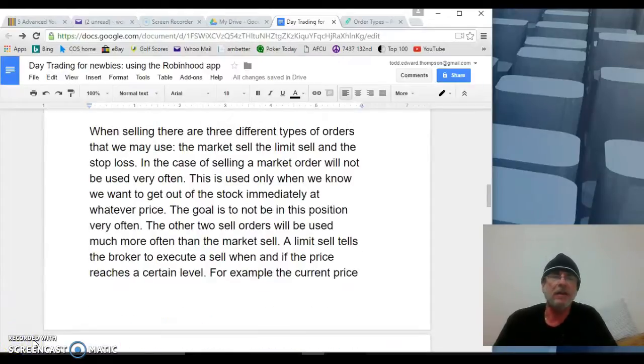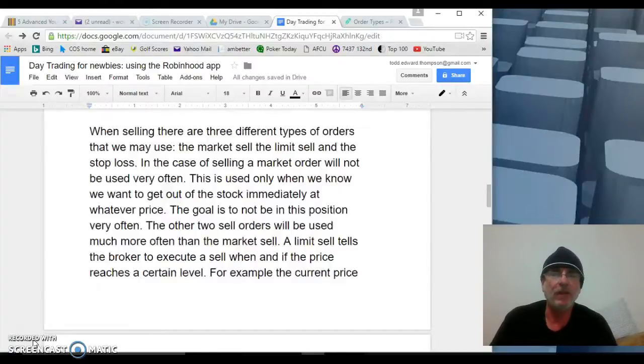Now, selling is a little different. There are three different types of orders that we might use when selling: the market sell, the limit sell, and the stop loss. In the case of selling a market order, we will not be doing this very often. This is only used when we know we want to get out of the stock immediately at whatever price. And the goal is to not be in that position very often, so hopefully we won't be doing this very often.